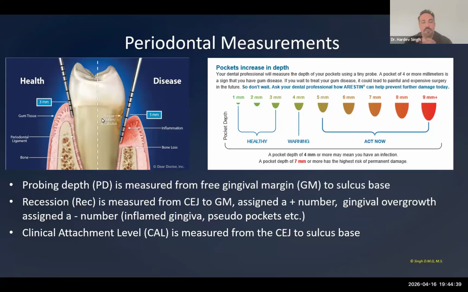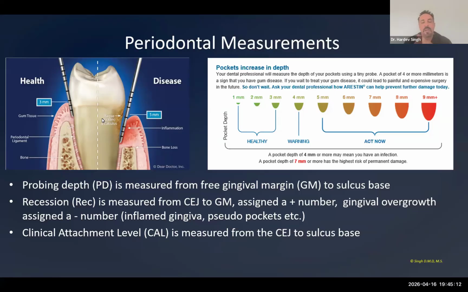So just a refresher here, what is a probing depth? Well, it's measured from your free gingival margin to the sulcus base. If you have recession, it's from your CEJ to the gingival margin. It's assigned a positive number. However, there can be times when patients have what we call pseudo pockets. Their bone level looks great, but they could be on medications for gingival overgrowth, such as cyclosporin, nifedipine, phenytoin, and then those aren't really true pockets because the gingival apparatus is swollen.